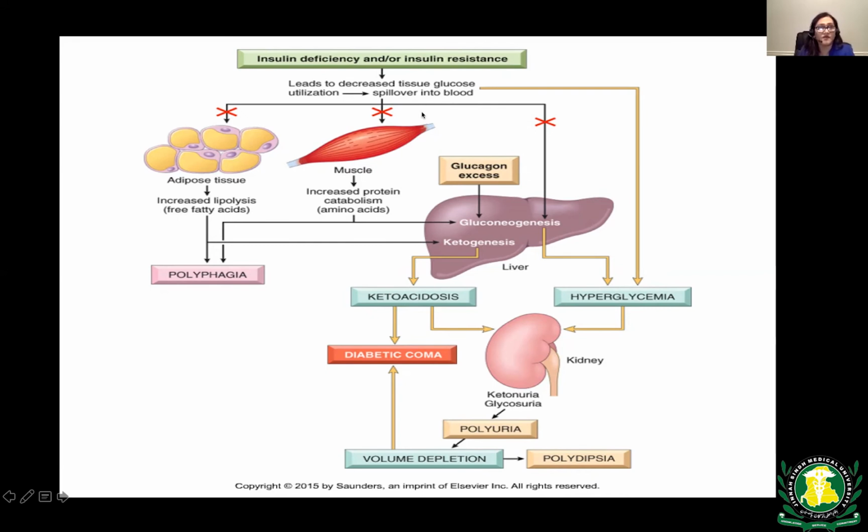Also, because of the lack of insulin, there is increased catabolism in the muscles, resulting in increased production of amino acids, which then provides more substrate for gluconeogenesis, thus worsening hyperglycemia.